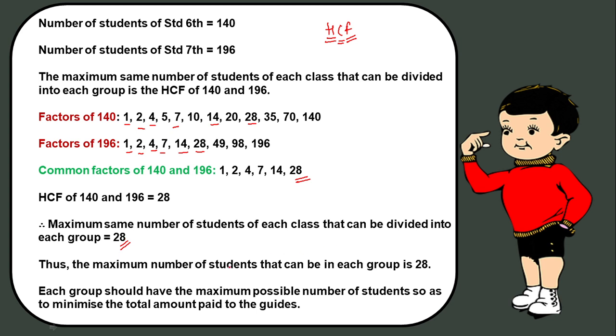Now there was a question: each group should have the maximum possible number of students so as to minimize the total amount which is paid to the guides. See, you can keep one student per guide. But when you go on a journey, you need to pay the amount to the guide. So if you keep the maximum number of students in a group, then the money you have to pay to the guides will be reduced. So that is the reason.